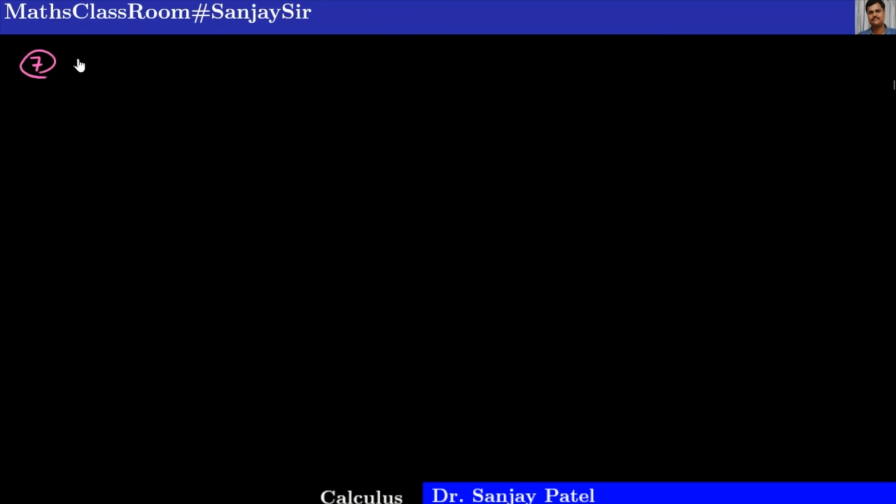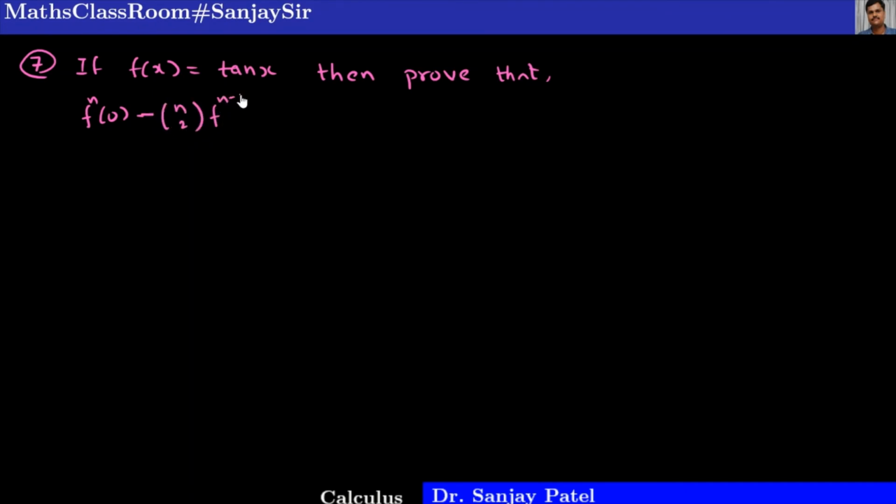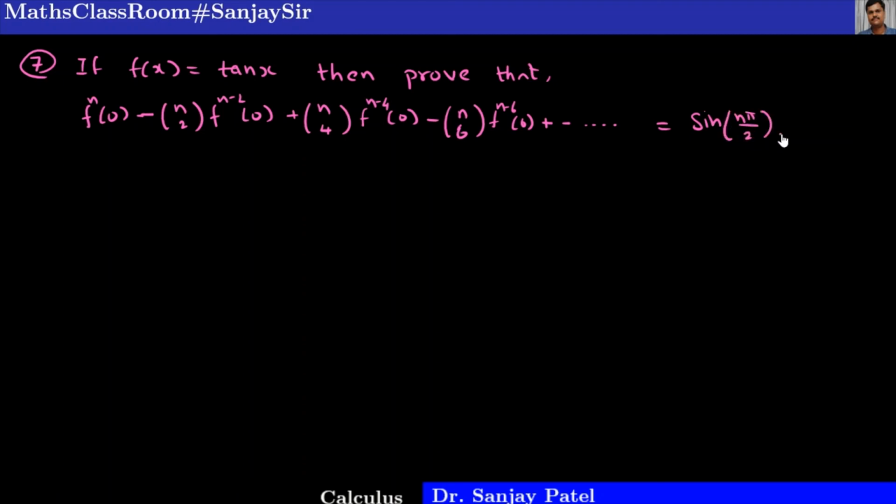So if f of x is equal to tan x, then prove that f^n(0) minus nC2 f^(n-2)(0) plus nC4 f^(n-4)(0) minus nC6 f^(n-6)(0) plus and minus and so on is equal to sine of n pi by 2. Okay, let us prove.